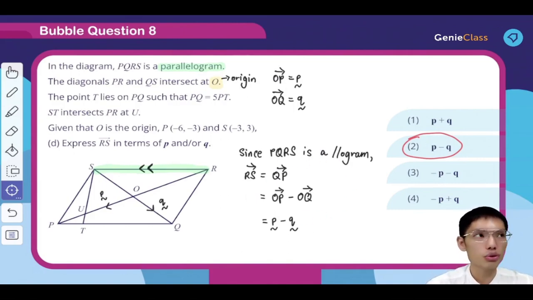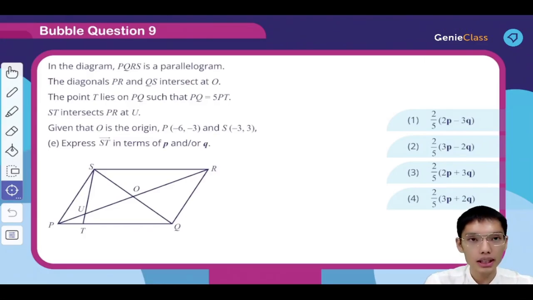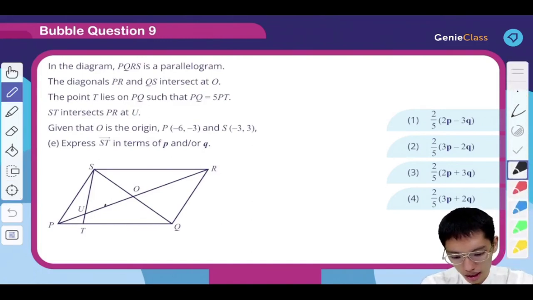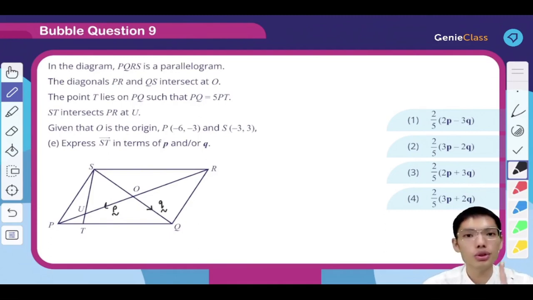How many more? There are 3 more to go. So that's where we have bubble question number 9. Okay, bubble question number 9. So that's where you will need a few things. I'm going to provide you a few things. It's a little bit harder now. OP is P, OQ is Q, and you will need RS for now. So I'm going to give you all the stuff that you have. Express ST. This is going to be a little bit harder. Let's see what we have.